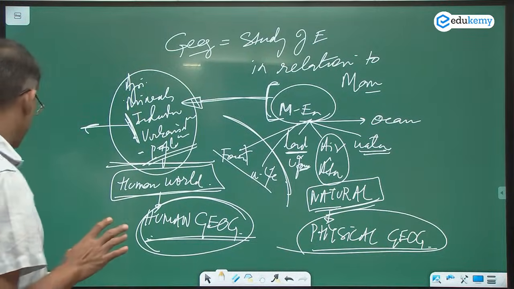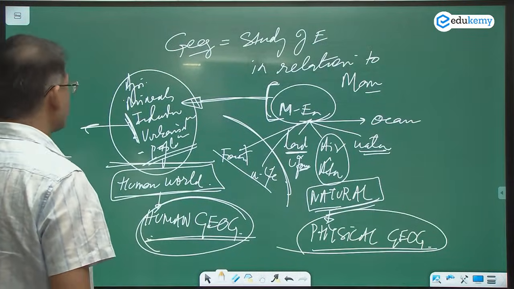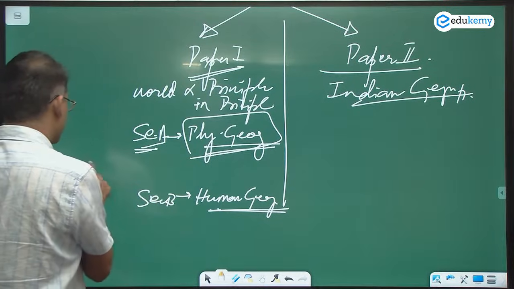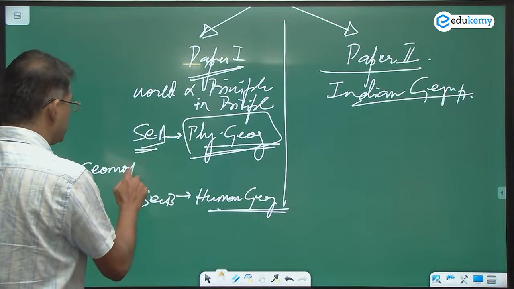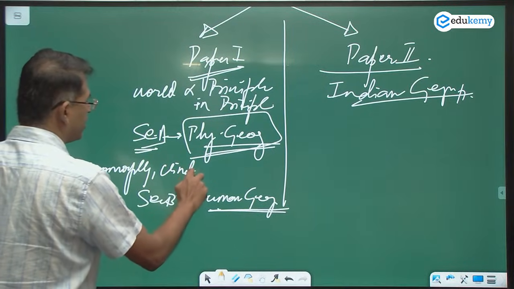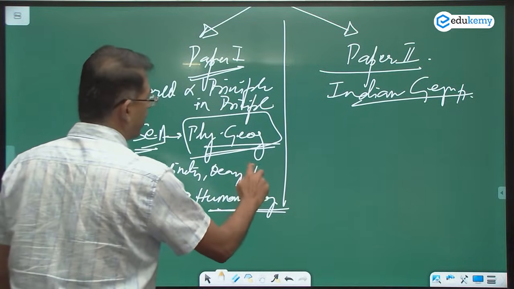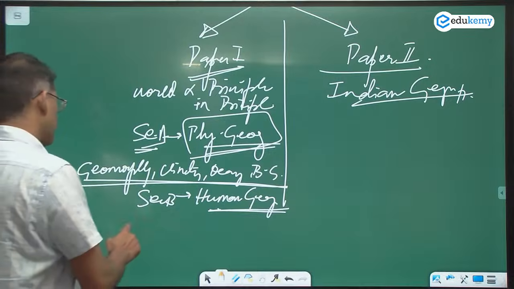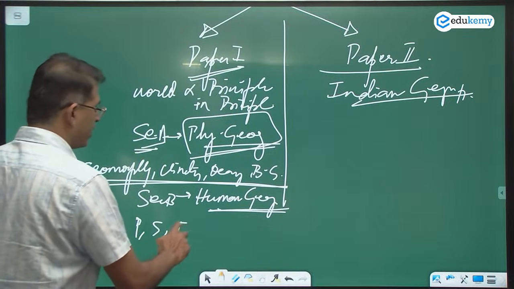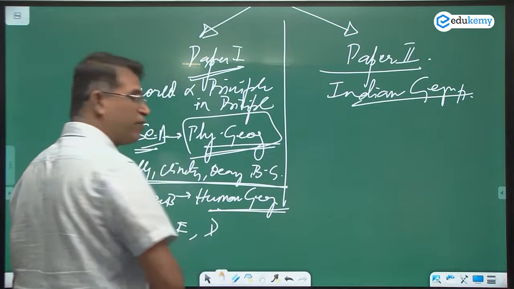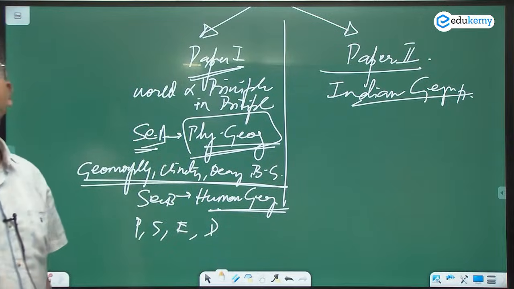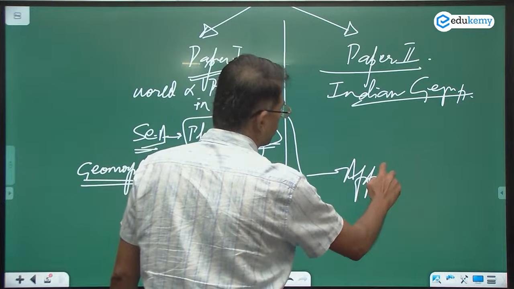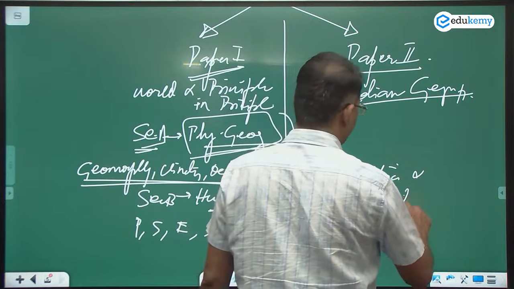आपके syllabus में section A is physical geography. If you know these terms, geomorphology, climatology, oceanography, biogeography, ये सब physical geography का part है. And human geography has population, settlement, economic geography, development geography, some laws and models and all of that. And paper 2 is ये सब चीज का application and relevance in India.